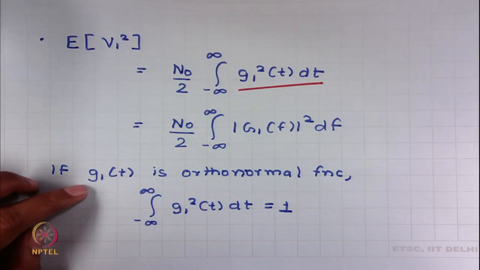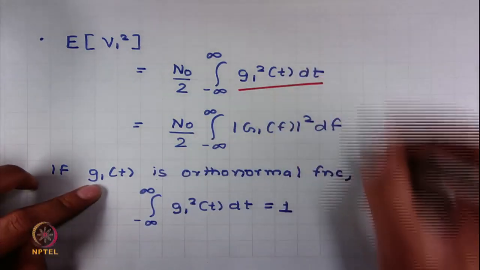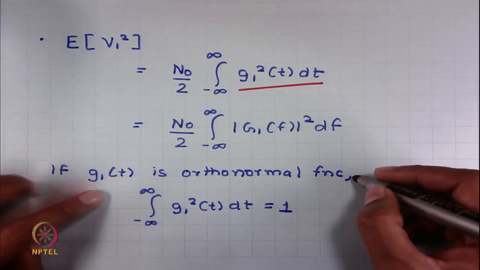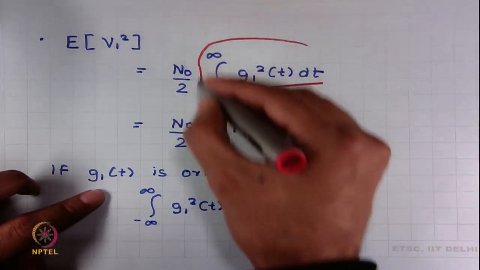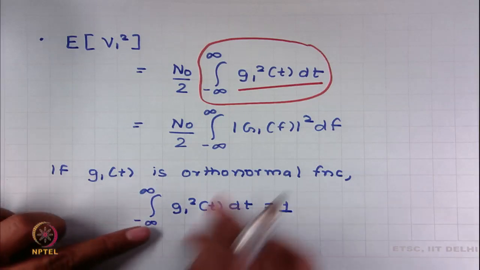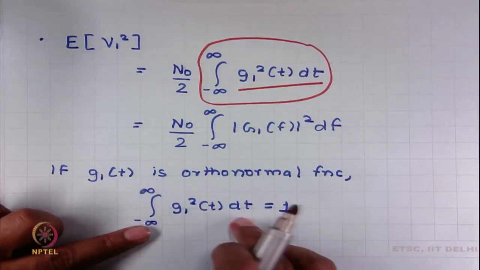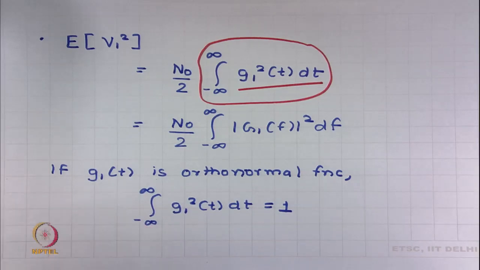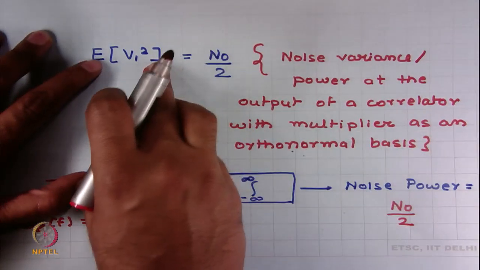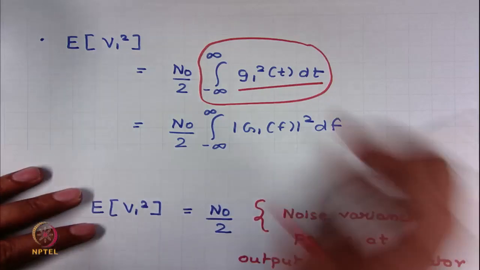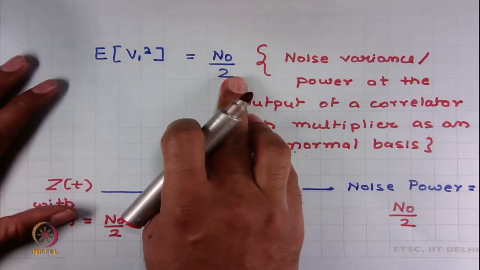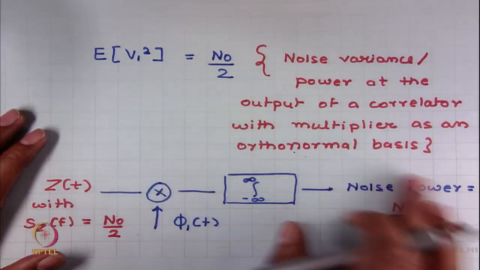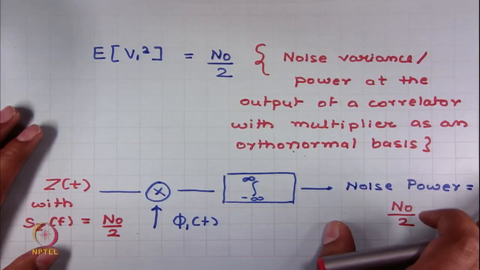Now, let us consider the case when this g1(t) is an orthonormal function. If this is an orthonormal function, its energy will be 1, and this we know represents the energy of the quantity. So, if it is an orthonormal function, we can substitute this as 1, and this is an important result, because what we are saying is the expected value of V1 square, if I substitute this as 1, will be simply N0 by 2 once you pass this white Gaussian noise through an orthonormal function.